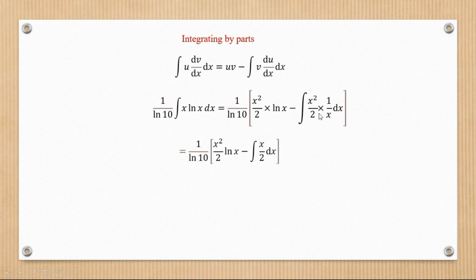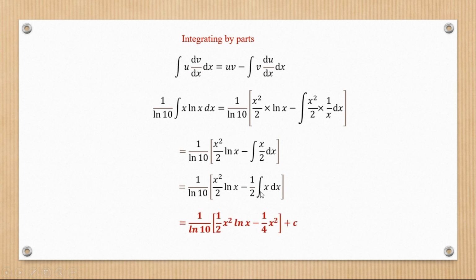As you can already see, this and this reduce, and we'll be left with the integral of x over 2, and here we'll have x squared over 2 ln x. Now we can pull out a half from this integral, and we'll be left with having to find the integral of x, which is easy to work on. So we'll have 1 over ln 10 into a half x squared ln x minus, since the integral of x is x squared over 2, the half that we get from it multiplies this half, and that's why we have a quarter. So we have a quarter x squared plus c, and this is our final answer.